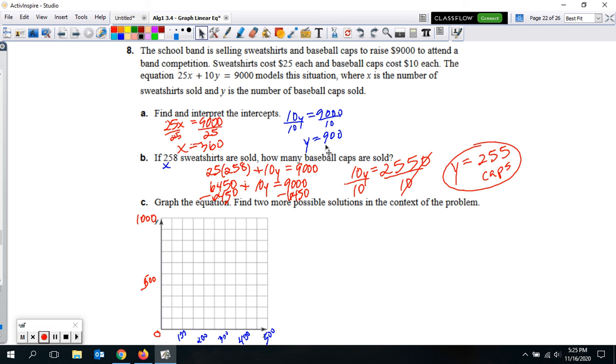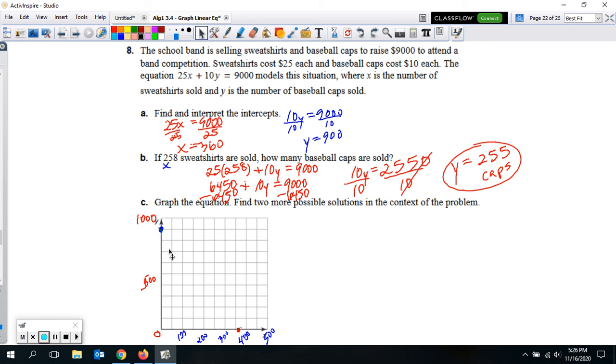Alright, so now let's plot these two intercepts. The first one can be the y-intercept. We can say, okay, there's 900. Y is equal to 900. So the y-intercept right there is 900. And this one's 360 on the x-axis. So there's 300, 350, and 360 is just going to be a little bit to the right of this line, into this box here. So we're going to have to estimate a little bit for that one.